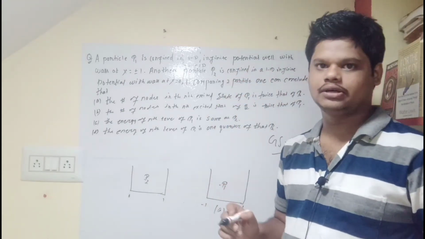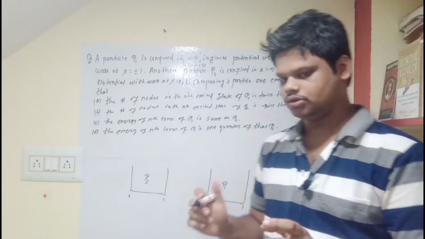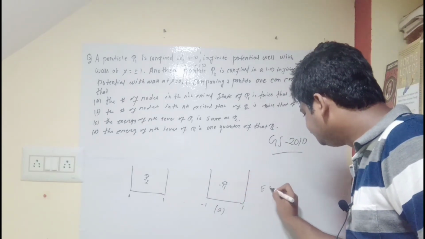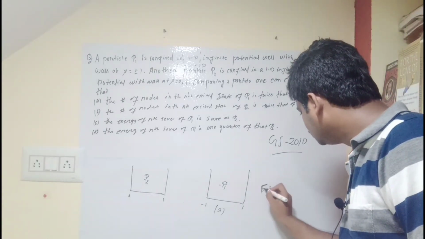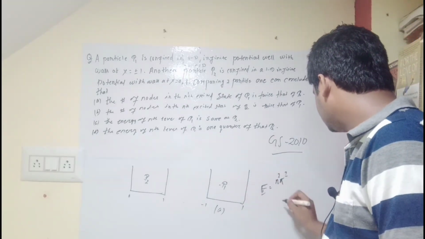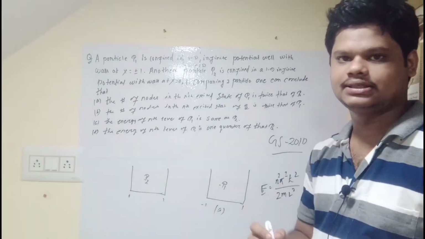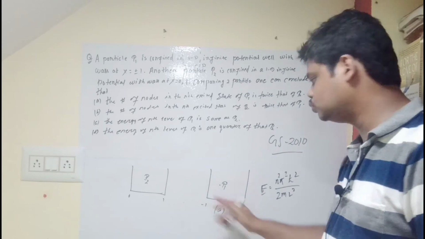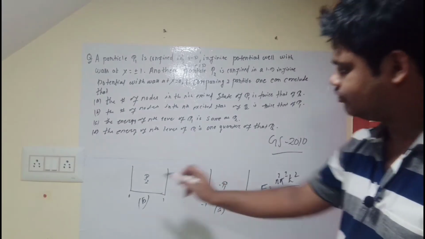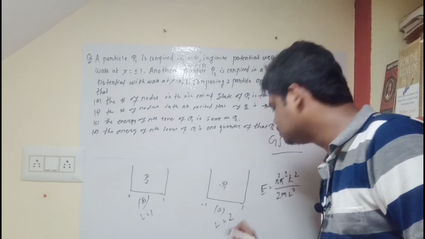So this question is very straightforward. It consists of two topics: number of nodes and the energy. You should be careful handling the energies. It's very simple. E is n square pi square h cross square by 2m L square, where n is the energy level. What is L? L is the box length, which is different for the two boxes. For the first case the length is 2 units, and for the second the length is 1.